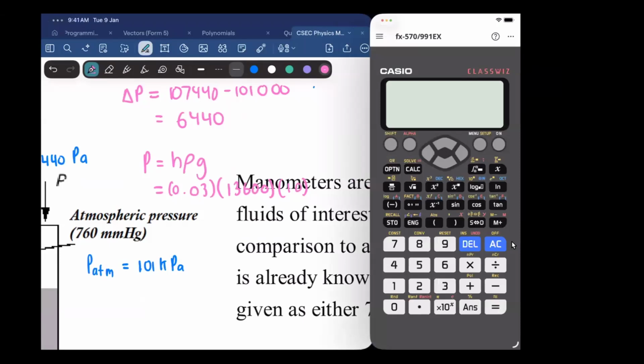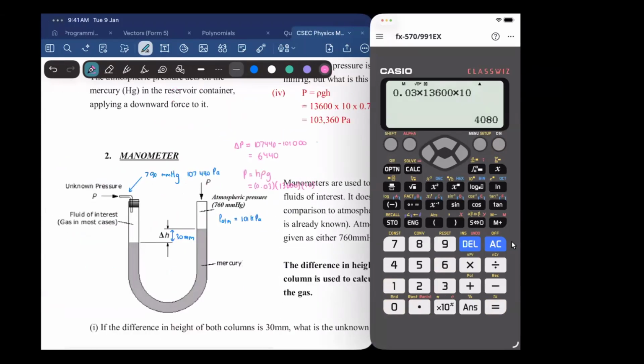Right. So 0.3. Sometimes I just swear this virtual calculator battery dies. Right? 0.03 multiplied by 13,600 multiplied by 10. That's a little weird. Why is that?